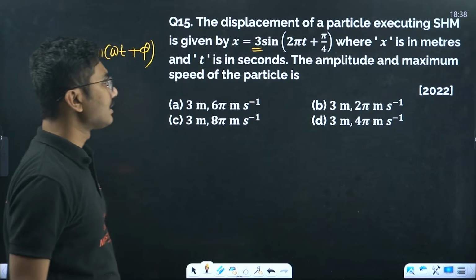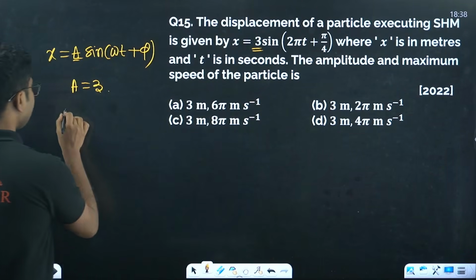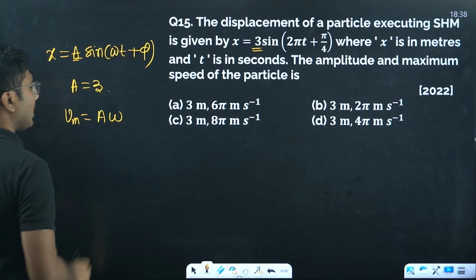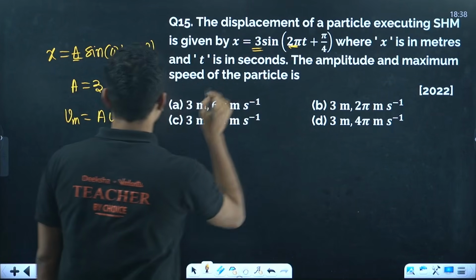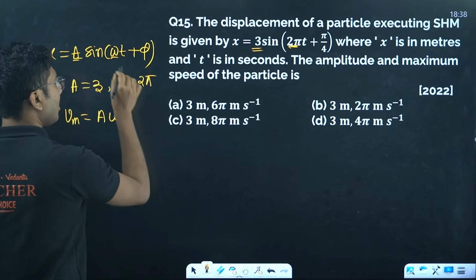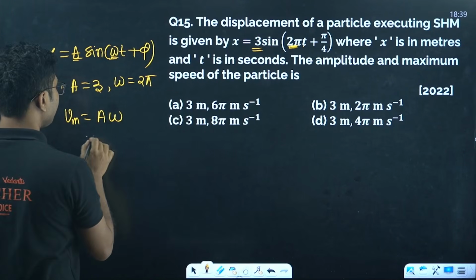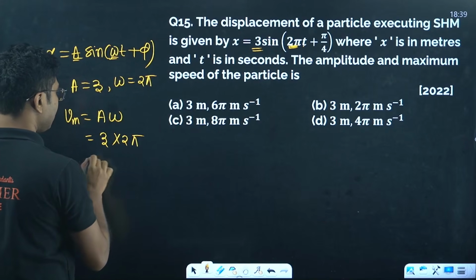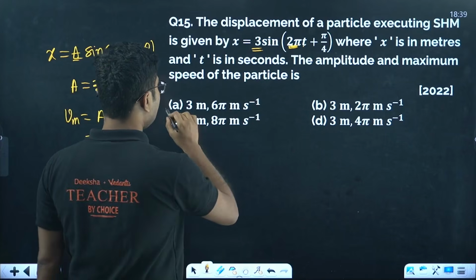And they ask you the maximum speed of the particle. What is the maximum speed of the particle? Maximum speed of the particle is a omega. So if you compare this equation and this equation, you will see that omega is actually 2 pi. Except t, everything has to be the same. So that means a is 3, omega is 2 pi, that means maximum speed is 6 pi. So 3, 6 pi is the correct answer.